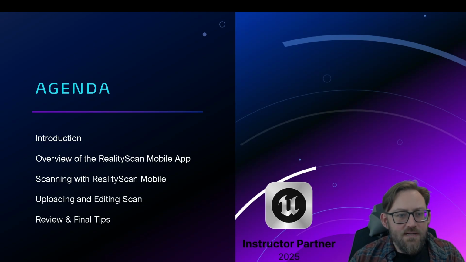Let's go over what I'll cover in this course after this introduction. First, we will go over RealityScan Mobile, what it does, and how you may use it. Then I'll give you a tour of the app and show you how to use it. Next, we will discuss uploading and editing your scans. Finally, we will review what we went over, and I'll leave you with some final tips. I'll post chapter markers for each section if you'd prefer to skip to those parts.